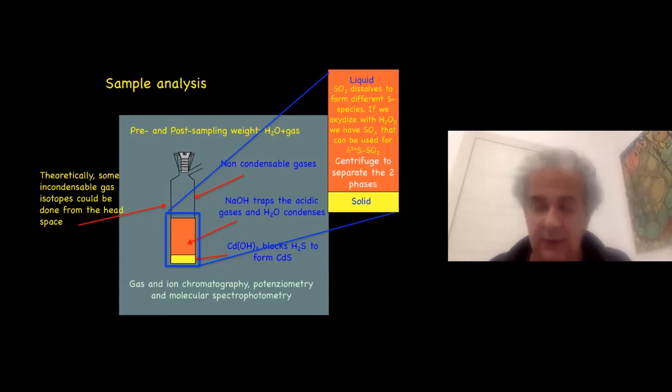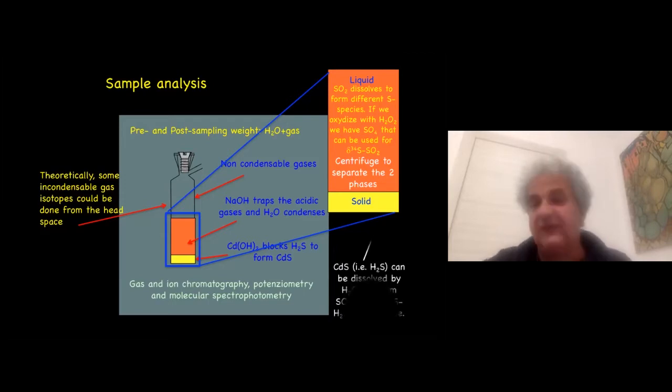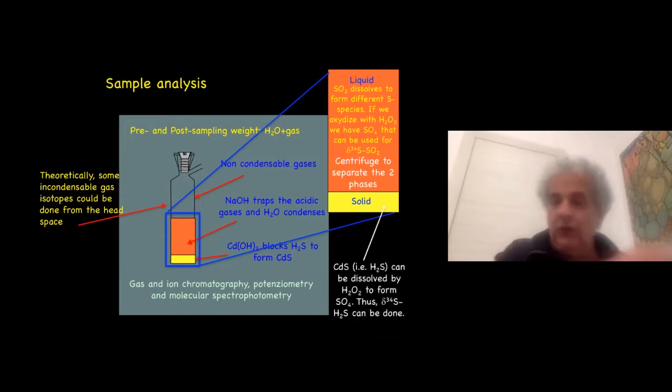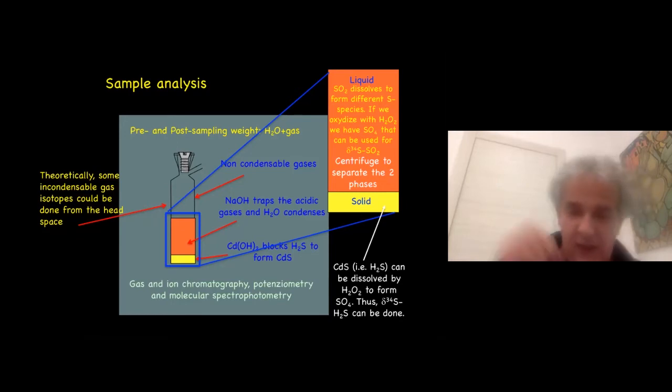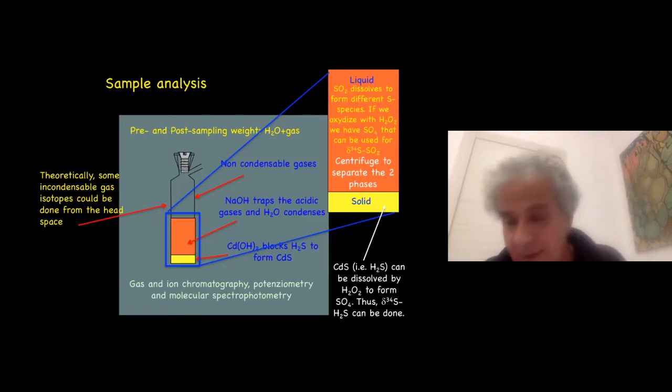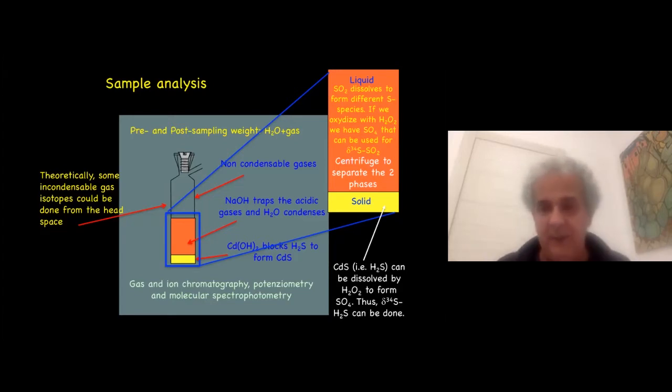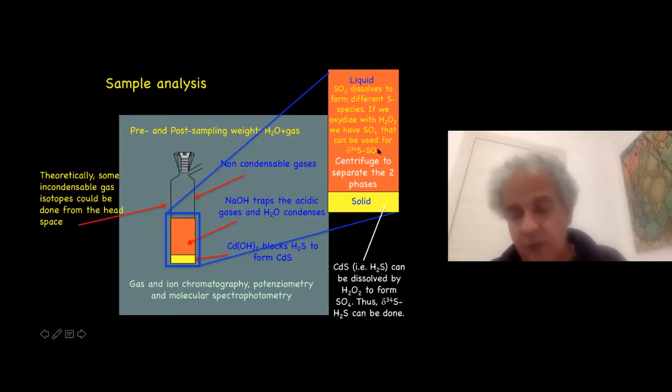This is quite important. What about the solid phases? We have separated the solid phases. We know that here we have cadmium sulfide that is related to H2S. We are going to use, once again, H2O2 to form SO4. So in this way, we have separated H2S and SO2, and both with the H2O2 are oxidized to be ready to analyze the sulfur isotopes in SO2 and in H2S.